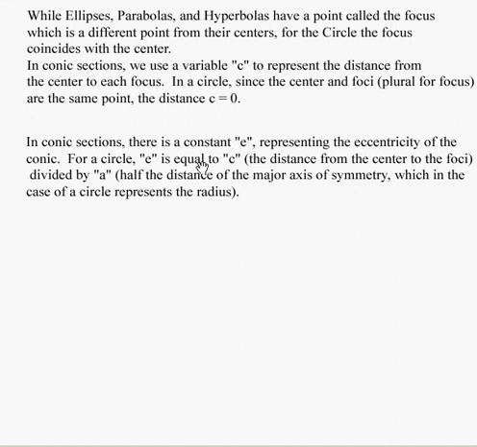We use a lowercase e to represent that. So for a circle, the eccentricity is c, the distance from the center to the focus, divided by a. What's a? a is half the length of the major axis of symmetry. In the case of the circle, we're talking about the radius. The axis of symmetry would be the diameter, half of that is the radius. So the formula for eccentricity, e, is c, the distance from the center to the focus, which is 0, over a, the radius in this case. And so 0 divided by a is 0.